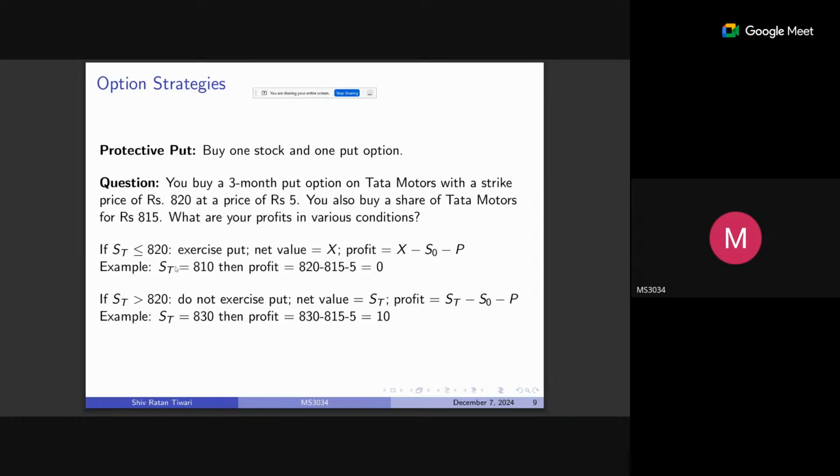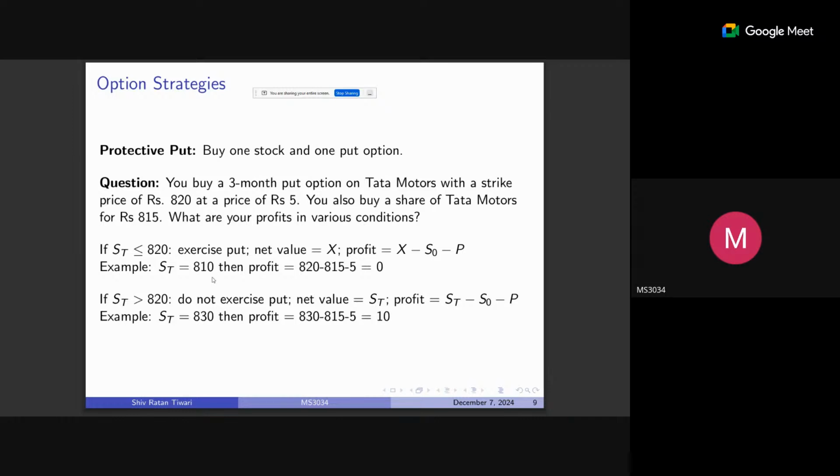For example, if on expiry the share price is 810 rupees, you will be able to sell your Tata Motors share at 820 rupees, and this is the cost you incurred upfront, 815 and 5 rupees for the option. So your net profit is 0 rupees in this case.